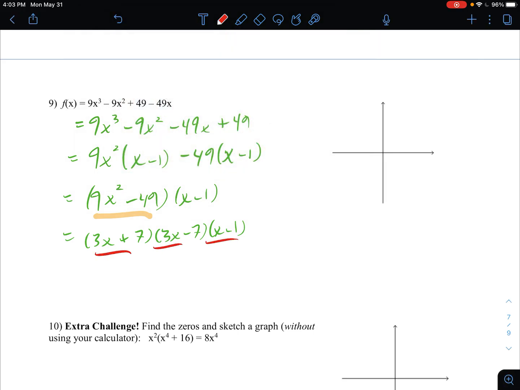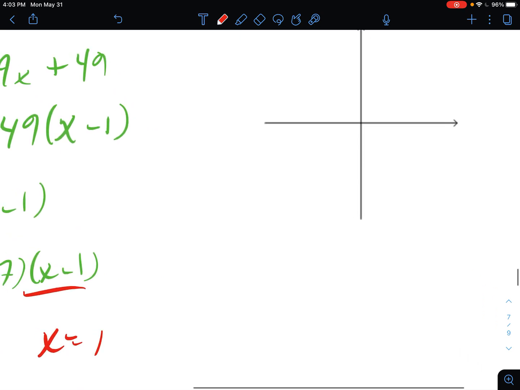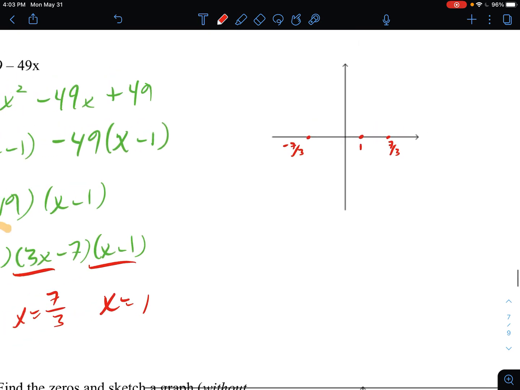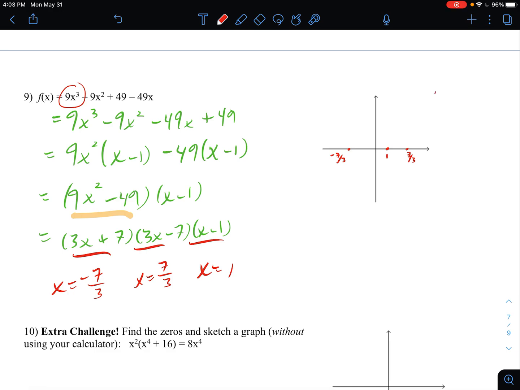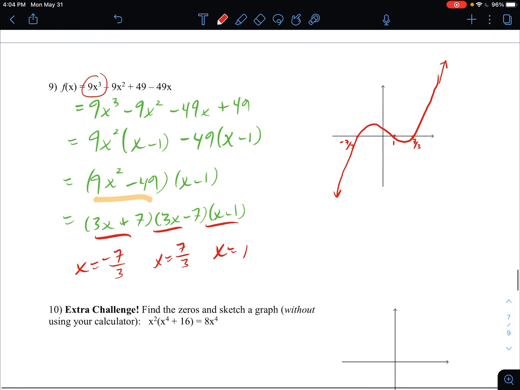To find the x-intercepts, I set all these equal to 0. This one would be x equals negative 7/3. This one would be x equals positive 7/3. This one is x equals 1. All have a multiplicity of 1, so they're crossing. End behavior is like 9x cubed. So what do we have here? x-intercept at 1, x-intercept at 7/3, which is about 2.3, x-intercept at negative 7/3. End behavior is positive over here, negative over here, so something like so. There we go.